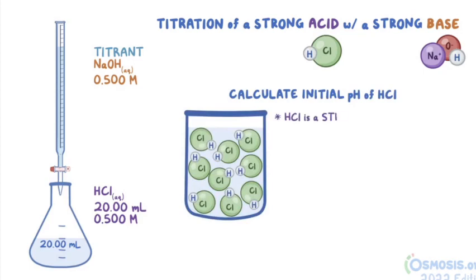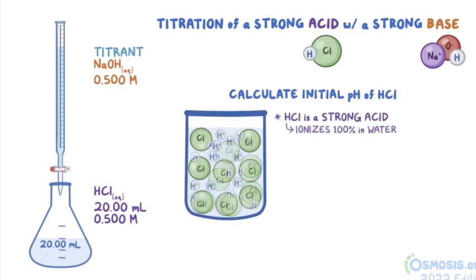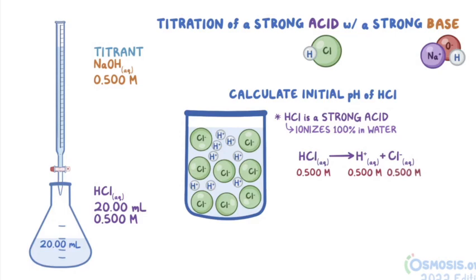Because hydrochloric acid is a strong acid, we assume it ionizes 100% in water, which means that all the HCl turns into H+ ions and Cl- ions. Therefore, if the concentration of HCl is 0.500, that's also the concentration of H+ ions and Cl- ions in solution. Since pH is equal to the negative log of the concentration of H+ ion, we take the negative log of 0.500, which gives us a pH equal to 0.301.